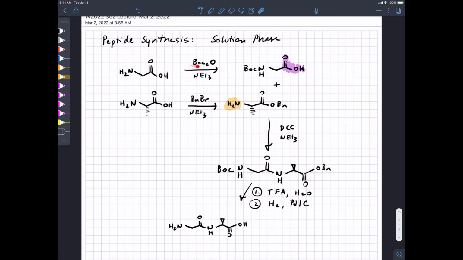I showed you those reactions previously, and so you can go back and review those. This first one is sort of a nucleophilic addition to carbonyls, or a nucleophilic acyl substitution, and then this second reaction is more of an SN2 reaction. Once you've protected the amino group here and the carboxylic acid here, then you can activate the carboxylic acid with DCC and then add the amine, and you'll make this lovely amide bond.